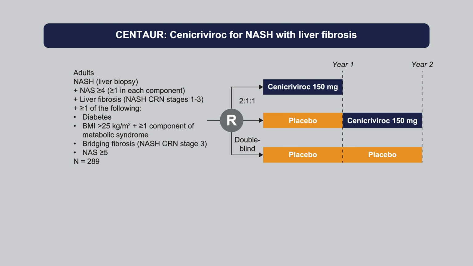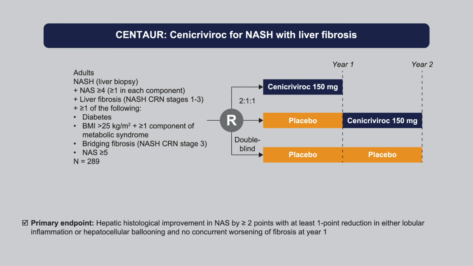We excluded patients with cirrhosis in those trials. The primary endpoint in that study was 2-point improvement in NAFLD activity score with at least 1 point in lobular inflammation or ballooning with no worsening of fibrosis. We also assessed 1-stage improvement in fibrosis as a secondary endpoint.